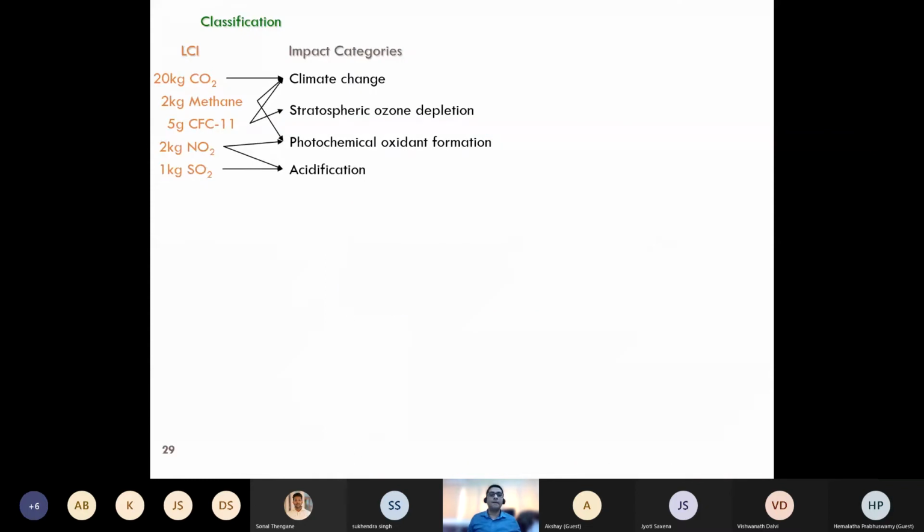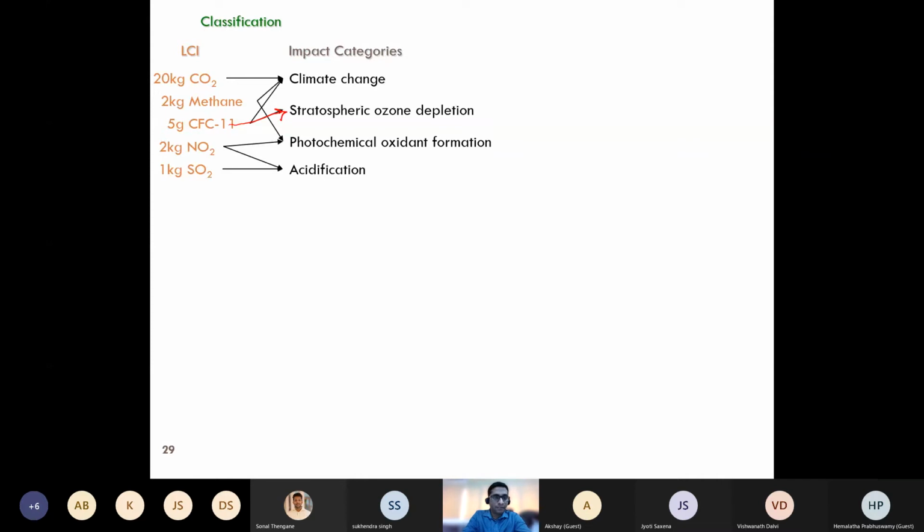So, for the example, let's take this process, which has the following emissions: 20 kgs of CO2 going into the atmosphere, 2 kgs of methane, 5 kgs of CFC 11, 2 kgs of NO2, and 1 kg of SO2. Now, all these gases would lead to one or more impact categories. Take climate change or global warming: this would be induced by CFC 11 and CO2, as well as methane. Take ozone depletion: this would mainly be caused by CFC 11.